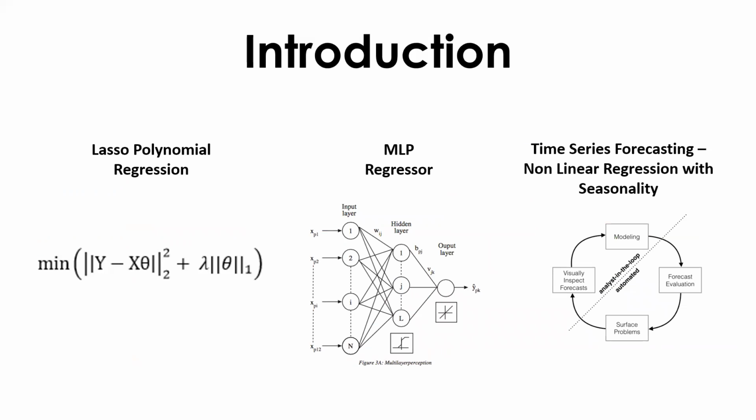The algorithms used in our approach are lasso polynomial regression, which is essentially an L1 regularization method. There is multi-layer perceptron regression, which is a generic feed-forward neural network. And lastly, we use FB Prophet, a time series forecasting Python library by Facebook that essentially helps us encode non-linear regression with seasonality and fit it to our data. It has an sklearn-like API.